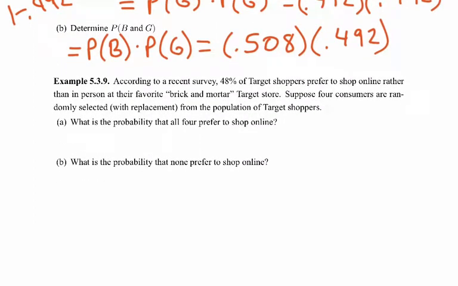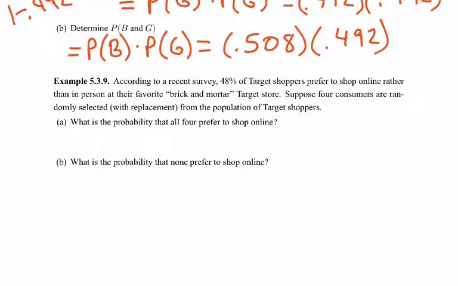Let's look at the last example. According to a recent survey, 48% of Target shoppers prefer to shop online rather than at their favorite brick-and-mortar Target store. So this is, again, an example of an empirical probability. It's based on an observation. We took a survey, and of that survey, 48% said they prefer to shop online. Suppose 4 consumers are randomly selected with replacement. The reason that phrase is thrown in there is to show you that the population is going to stay the same, even though I keep selecting these people. The number of people to choose from is the same. But let's not worry too much about that right now.